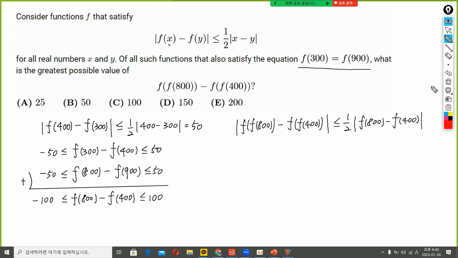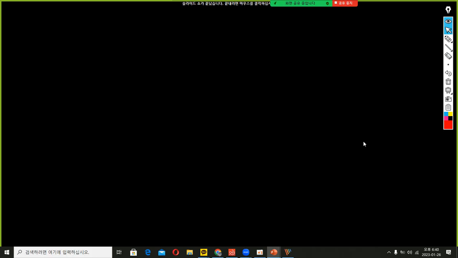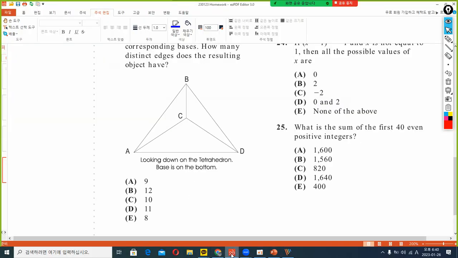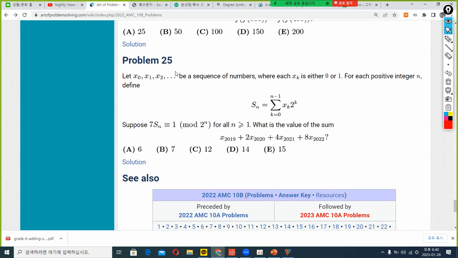So if this maximum value is 100, one half of 100 is 50. So the greatest possible value is 50, B. So this is the last problem.